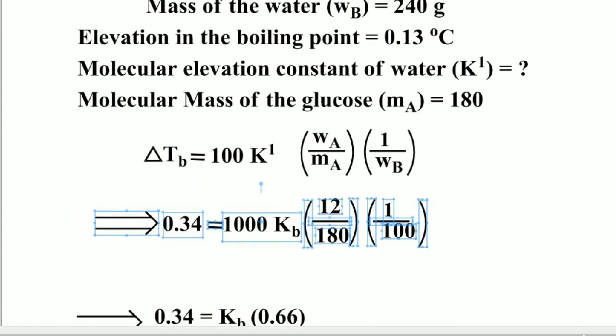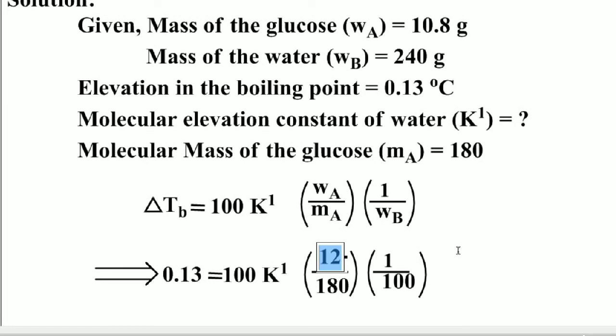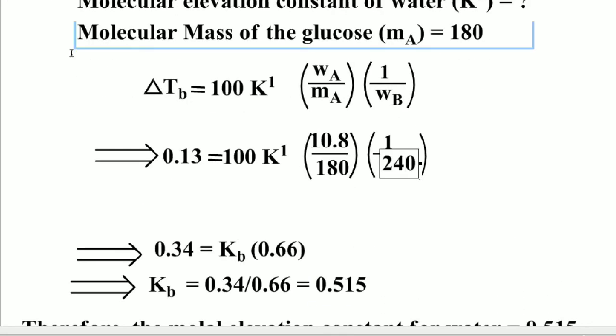Now delta TB, that is elevation in the boiling point, is 0.13 degree centigrade, and 1000 into K dash, the K dash we have to find in this problem, and WA, the weight of the glucose, is given as 10.8 grams students, and the molecular mass of the glucose MA is given as 180, and the weight of the water, that is mass of the water, is given as 240 grams. Now students, we can simplify this one.